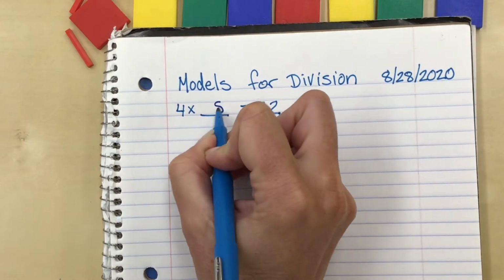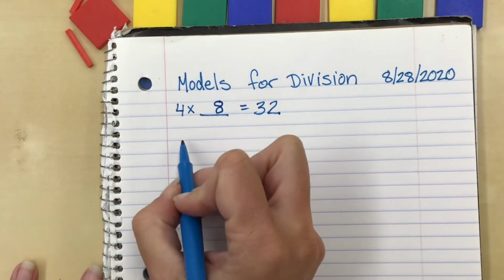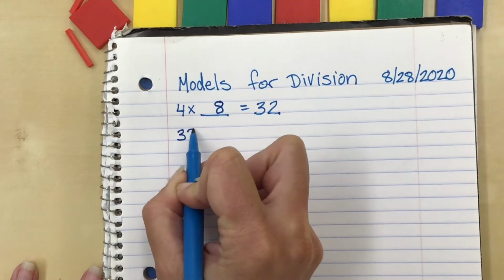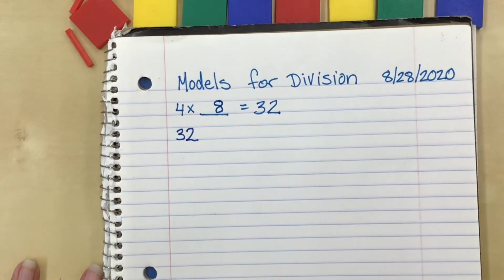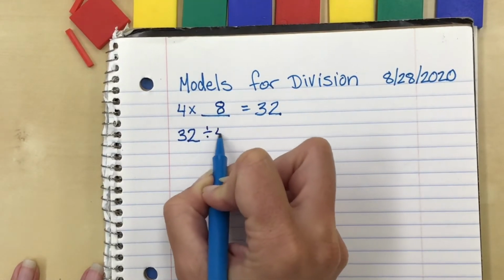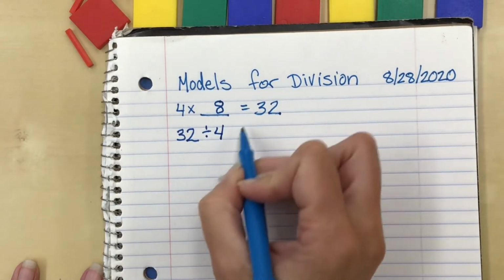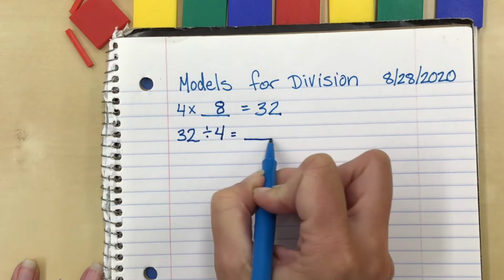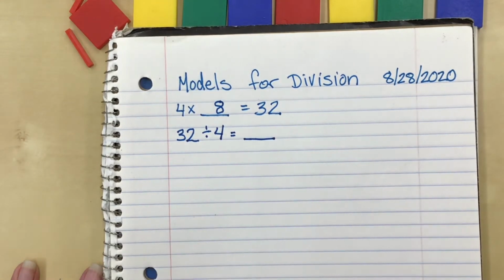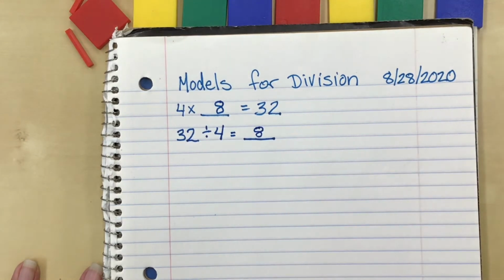Another way we could write this is as a division problem. And then you would write the 32 first, that's our total number of crayons, divided by 4, and then your answer would be here. 32 divided by 4 is 8. Both of these equations would have worked with this model.